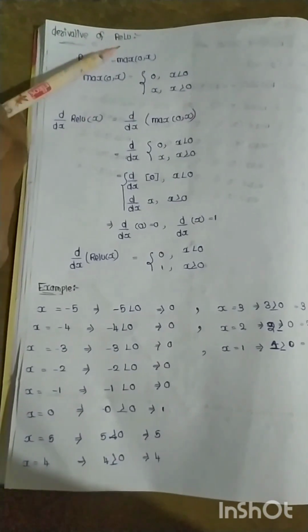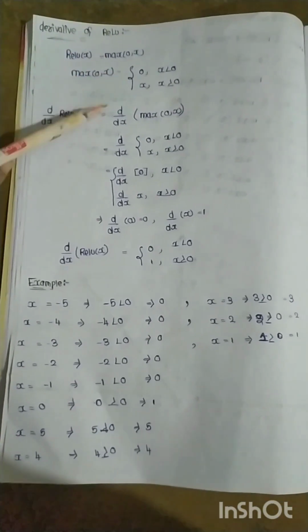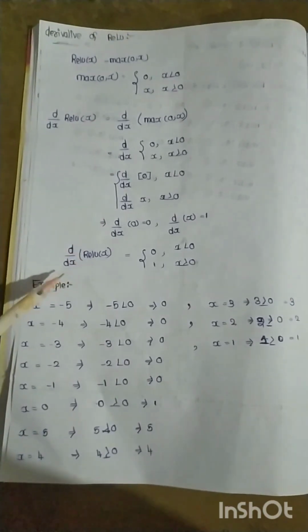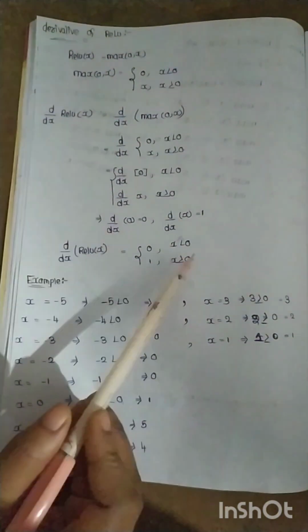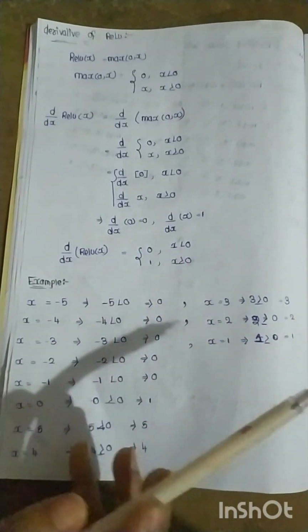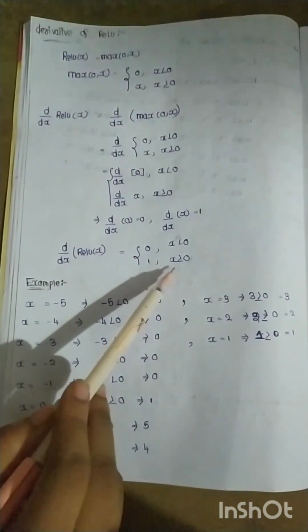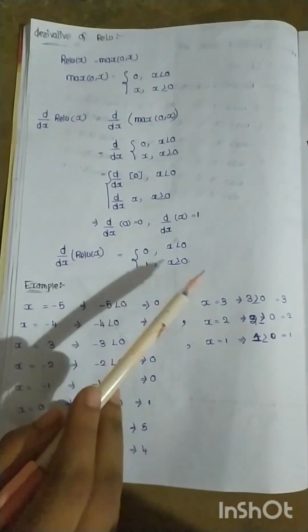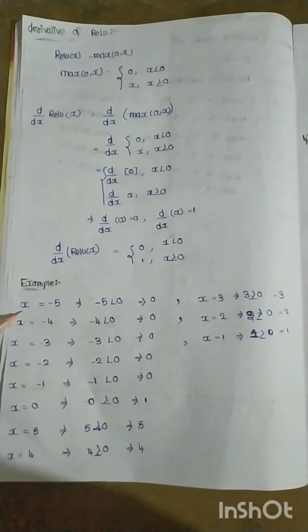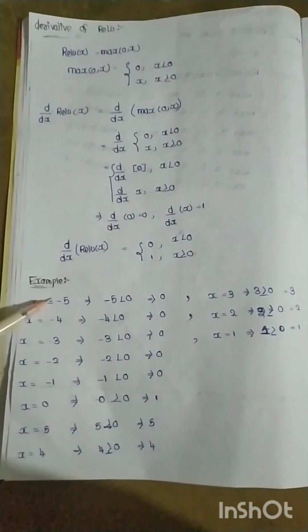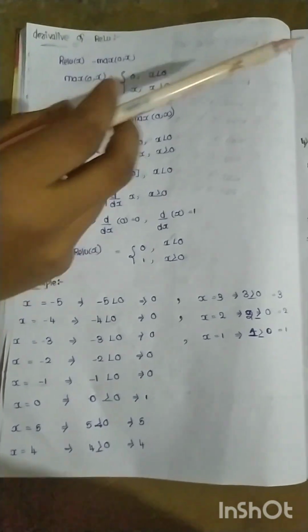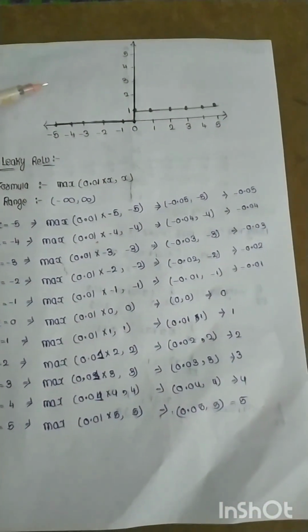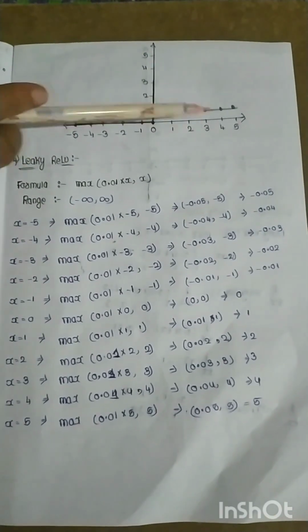You can see the derivative of the ReLU activation function. The derivative of the ReLU activation function is 0 when x is less than 0 and 1 if x is greater than or equal to 0. For the graph, here are some values I have taken and substituted here, and I am getting the graph of the derivative of the ReLU activation function like this.